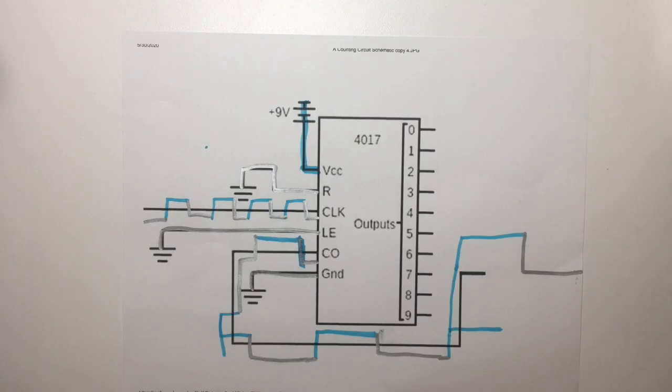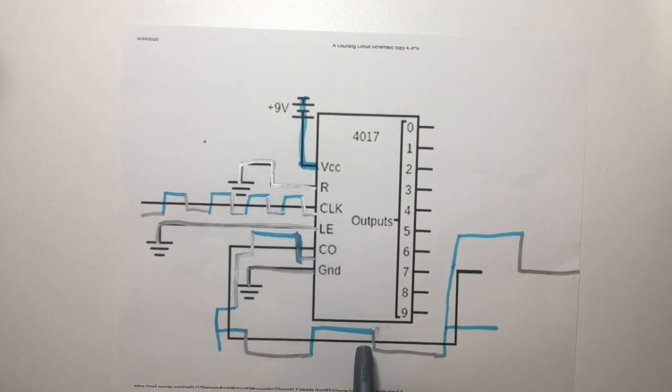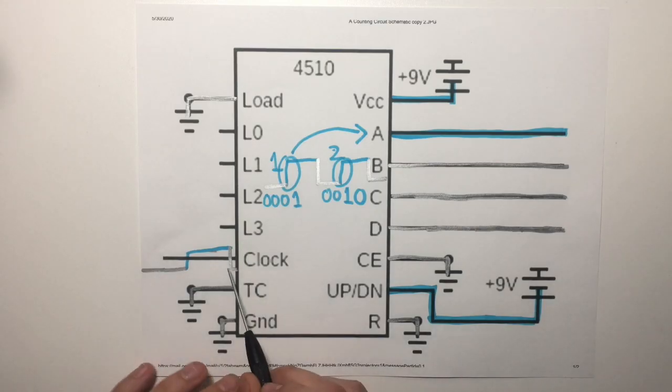The sole purpose of the 4017 IC is to use the divide by 10 output to lengthen the frequency of the clock signal, as can be seen by the comparison between this clock signal and this clock signal. The clock signal is inputted here.